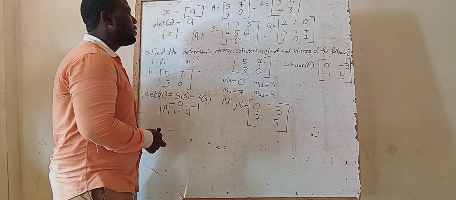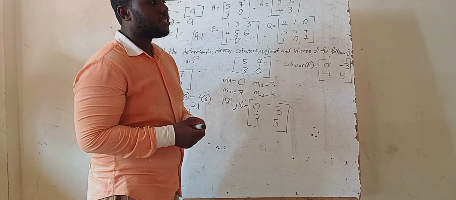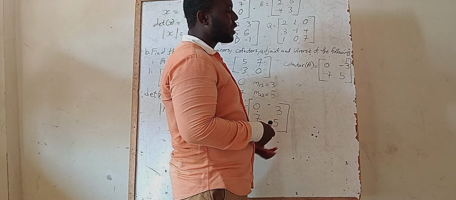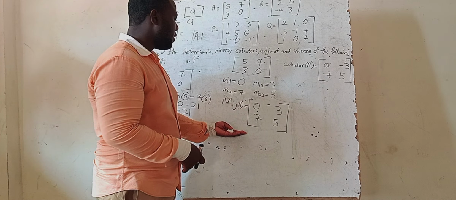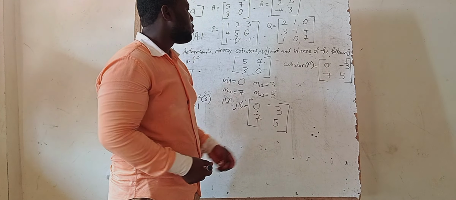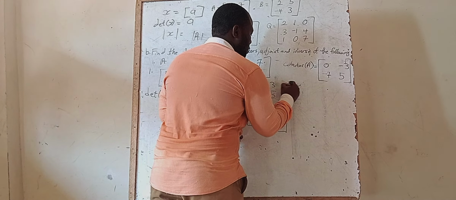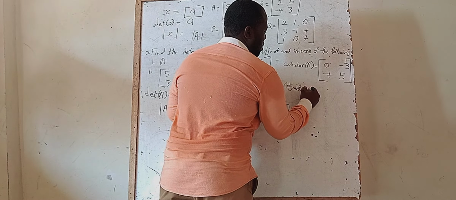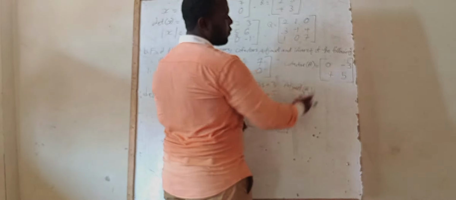Let's move on to finding the adjoint of A. So in finding the adjoint of A, it's just transposing the cofactor of A. So to find the adjoint of A, you first find the minor of A, then you find the cofactor of A. Then from the cofactor, you can transpose to get the adjoint of A. So let's find the adjoint of A. Adjoint of A is transposing the cofactor of A.